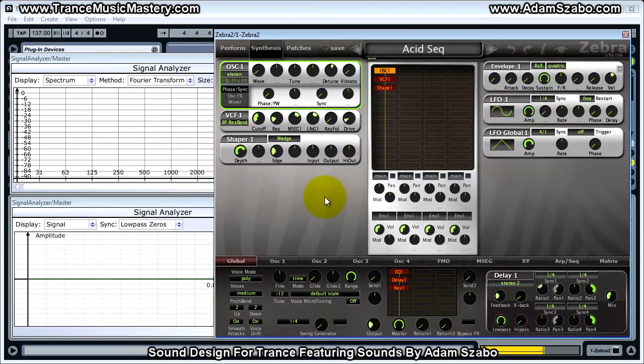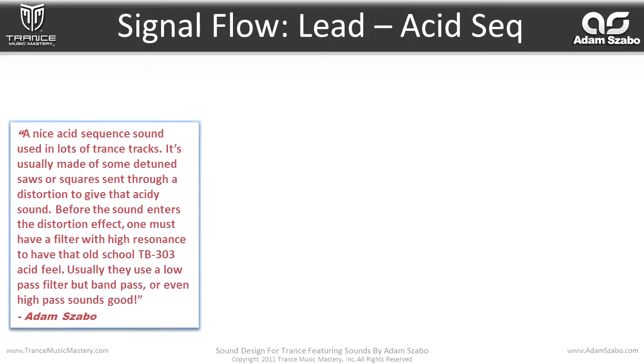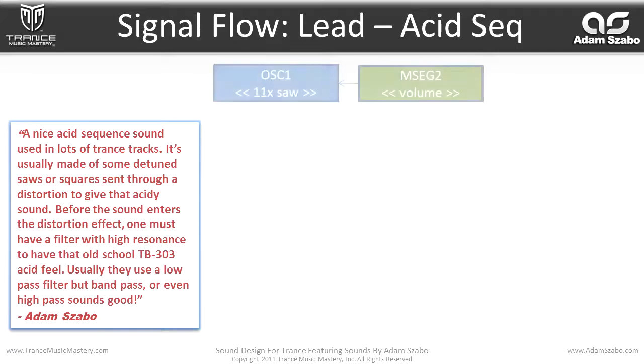So let me bring up the sound map. And Adam Sabo says, a nice acid sequence sound used in lots of trance tracks. It's usually made of some detuned saws or squares sent through a distortion to give that acidy sound. Before the sound enters the distortion effect, one must have a filter with high resonance to have that old school TB303 acid feel. Usually they use a low pass filter, but band pass or even high pass sounds good.